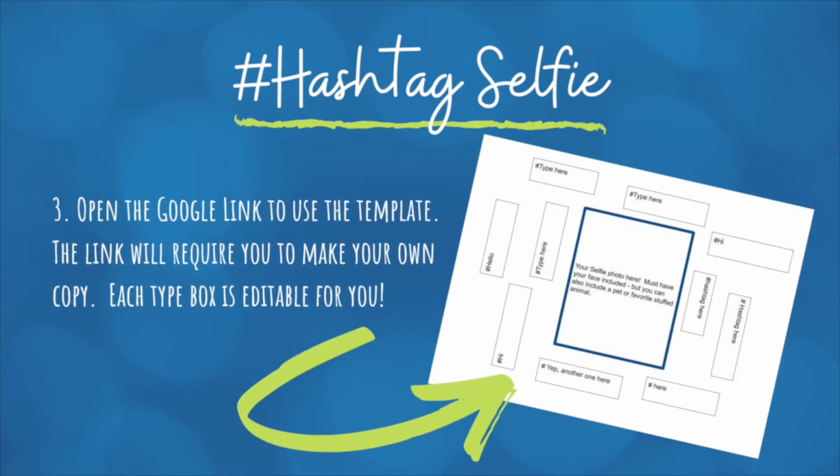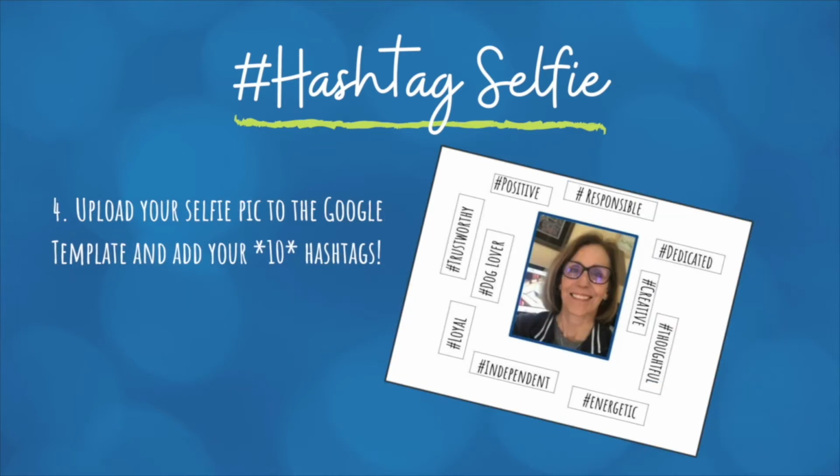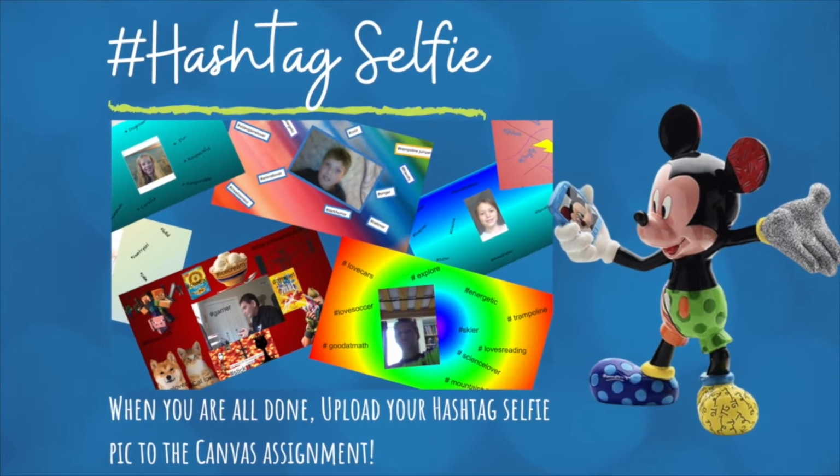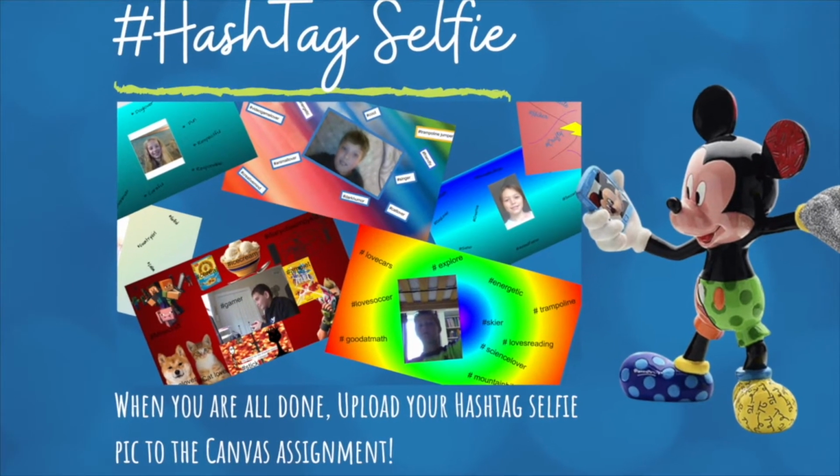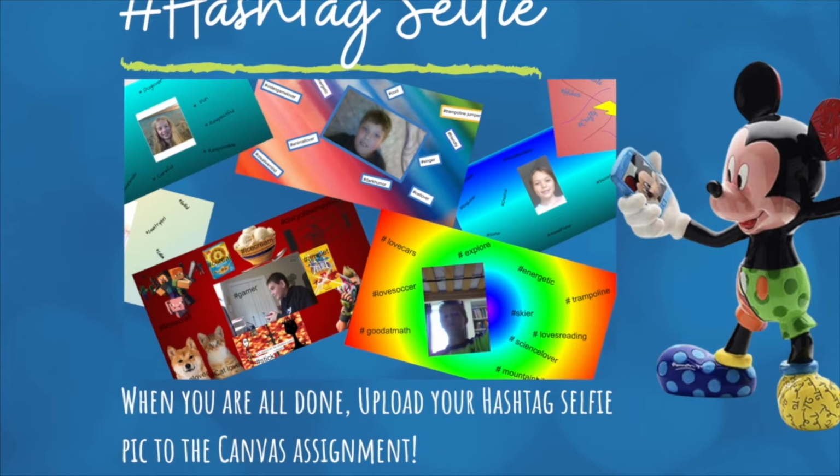It has to show your face, but you could also include your pets or favorite stuffed animal, perhaps. The third step is to open the Google link to use the template that I've provided for you. This link will require you to make your own copy, but each text box is editable for you as well. Once those steps are done, upload your selfie pic to the Google template and then add your 10 hashtags by typing in the boxes provided. When you're all done, upload your #selfie pic to the Canvas assignment, and that is all you have to do. Have fun!